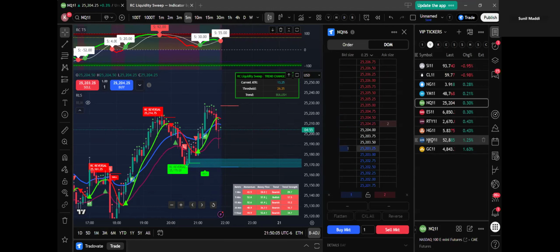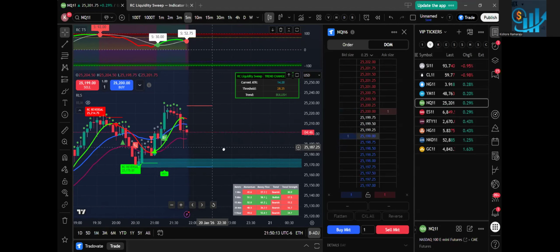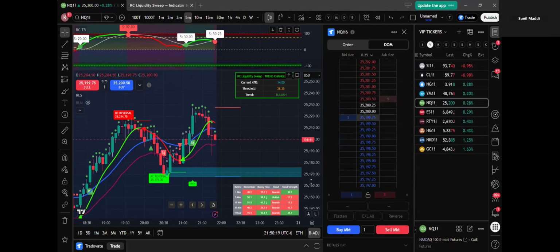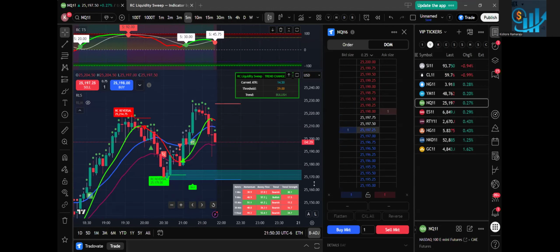Do I need to enter anything to see the RLS print on the screen? Do I need to... the RLS reversal message is not printing out for me. Just add a new tab and then just add the indicator. You'll see. Got it. Yeah, I just added. Okay.